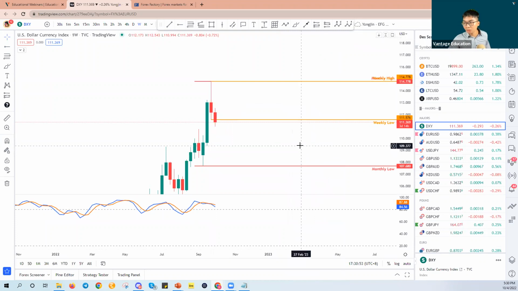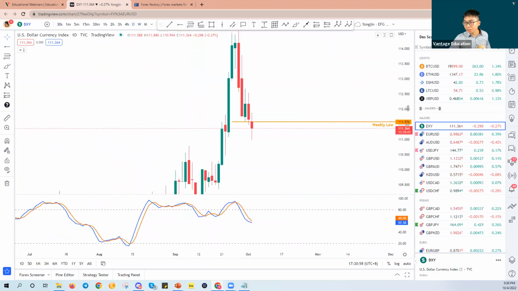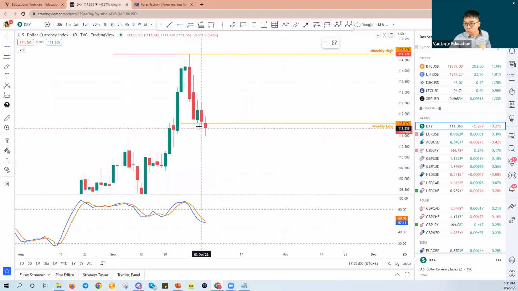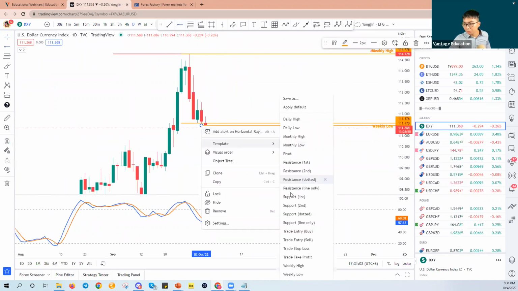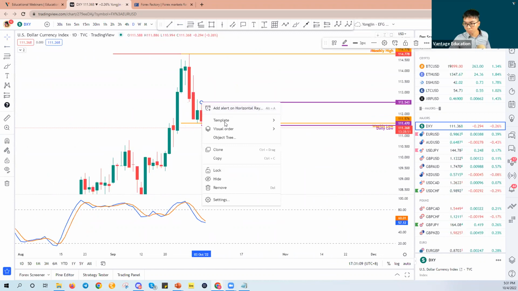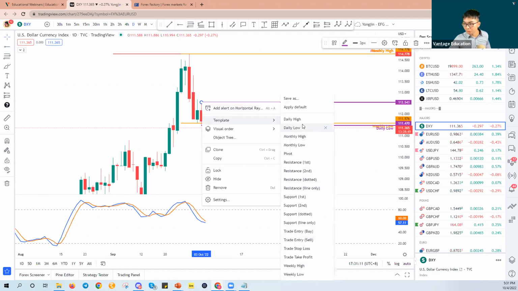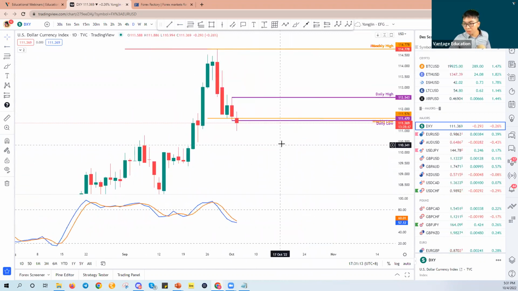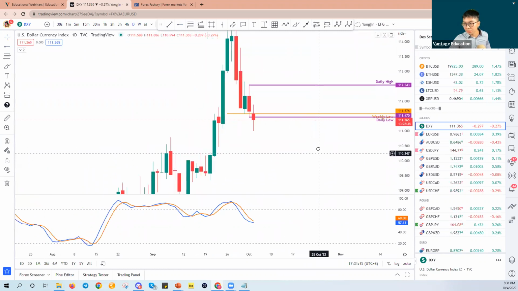Where is it? Okay. Moving on, we will go to the daily. We get the previous daily low. So we can see price has already broken past the previous daily low. You have the daily high. Okay, what area is this at?